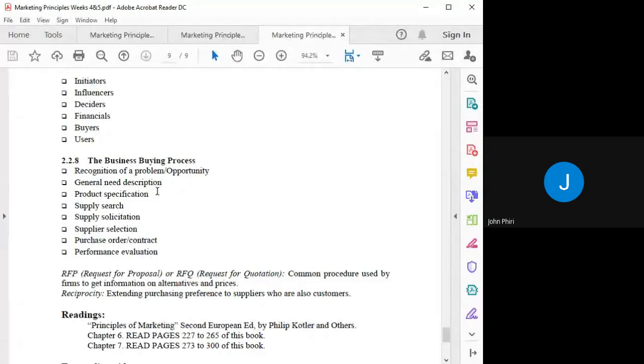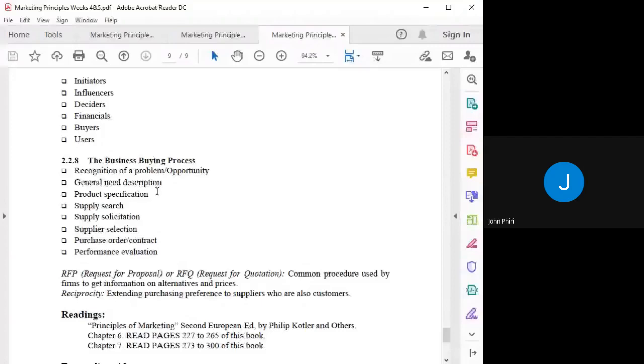And what that entails is you can go on your database to check people that have been supplying you before, or you can even advertise in the newspaper for who wants to be supplier, or you can go to some associations to help you to identify the suppliers. So you are searching who can be able to supply. Then step number five, you do what is called supply solicitation.